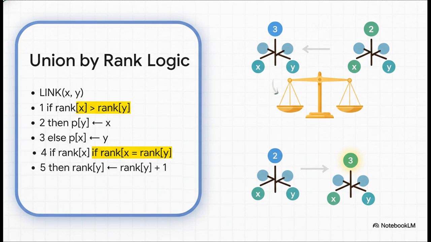Look at the logic for union by rank. We just check which tree is taller. The shorter tree's leader points to the taller tree's leader. That's it. And if they happen to be the same height, no big deal. We just pick one and increase its height by 1. It's so simple, yet so powerful.